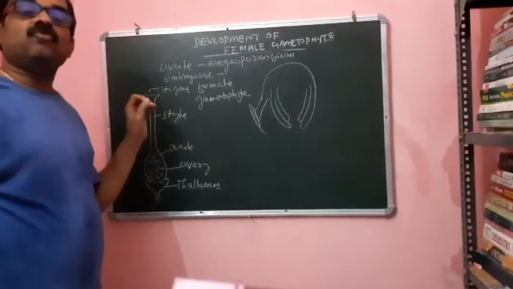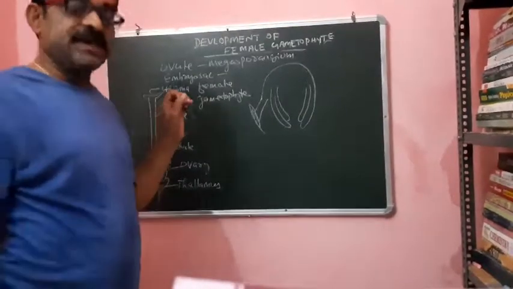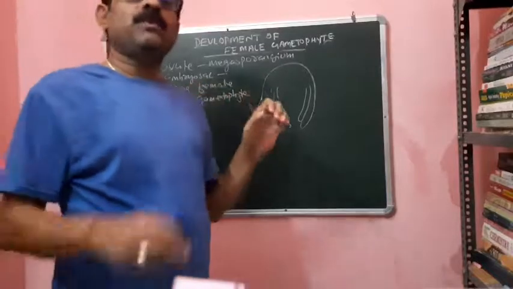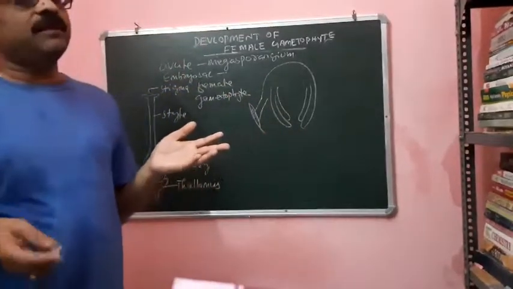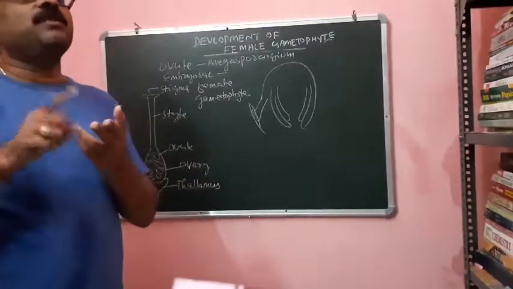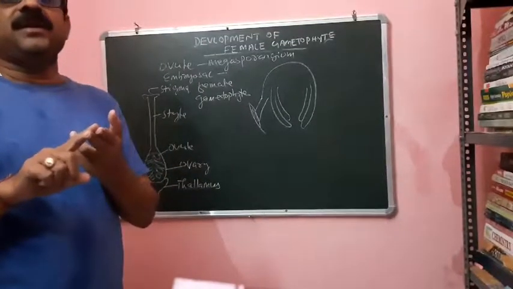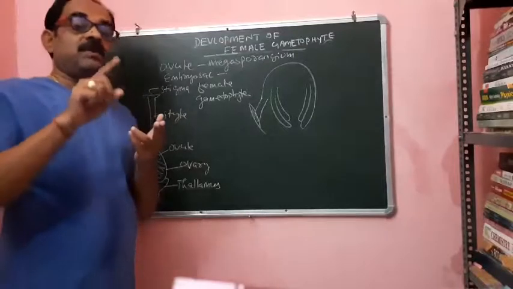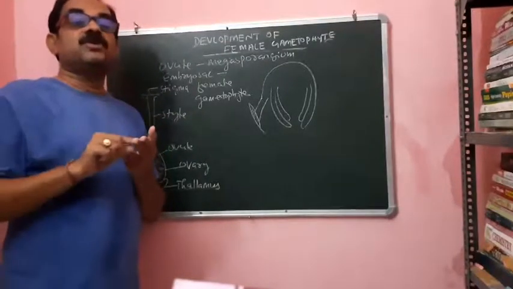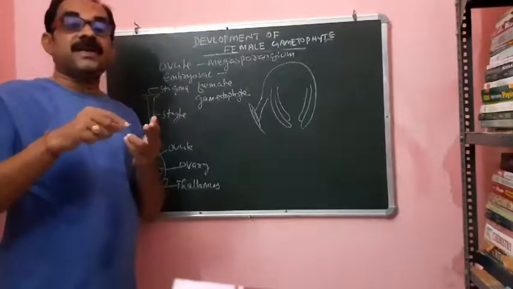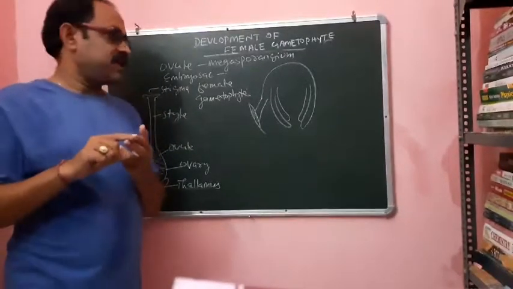When one carpel is present, that pistil is called monocarpellary. When more than two carpels are present, that pistil is called multicarpellary. In a multicarpellary pistil, when carpels are free, that pistil is called apocarpous pistil. When carpels are united, that is called syncarpous pistil.